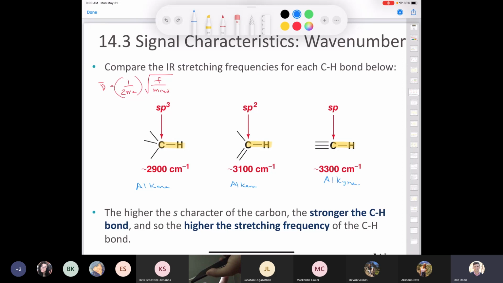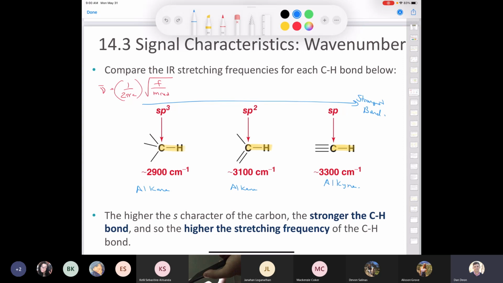So if we draw a line like this, let's say, we'll say strongest bond, okay? If the bond is the strongest, the one between the sp hybridized carbon and the hydrogen, what's it going to do? It's going to absorb at a higher wave number. Pretty cool, huh?